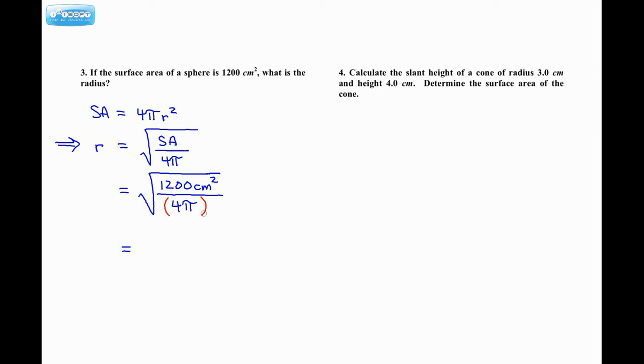So put in some brackets. Type 1,200 divided by, and open a bracket, and then type 4 times pi. Then close your bracket, and then you hit equals. And you should get the number 95.492.